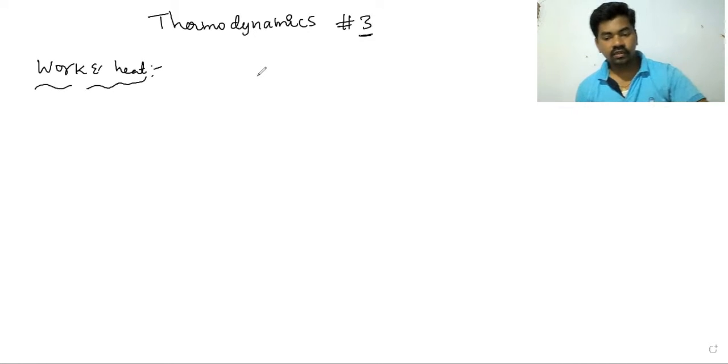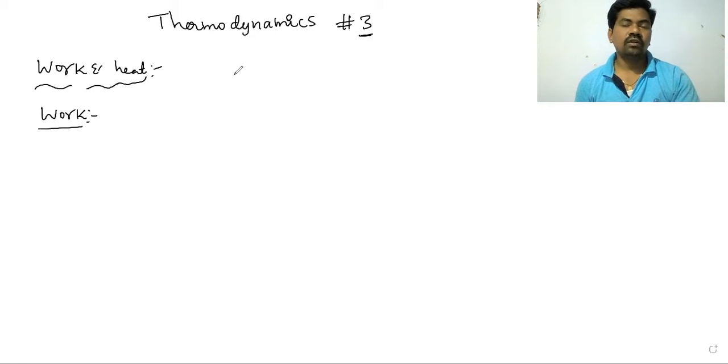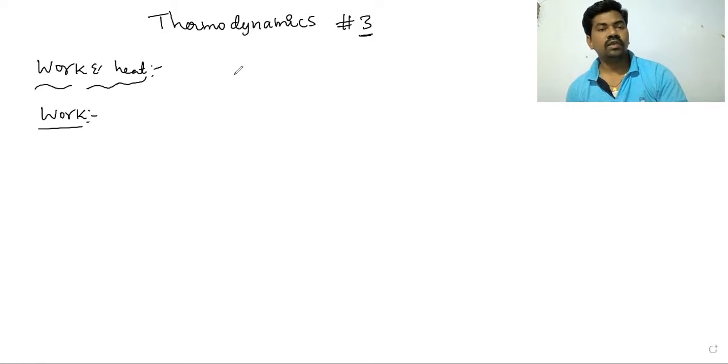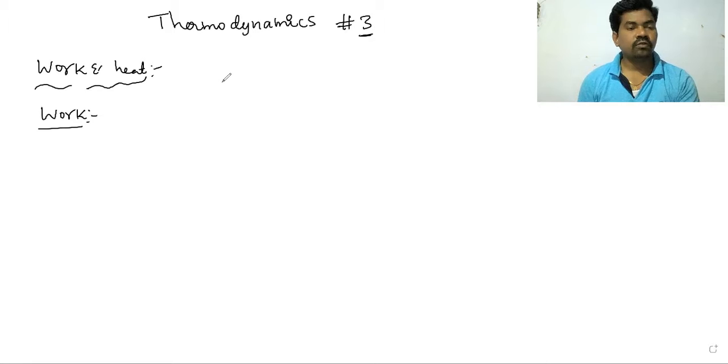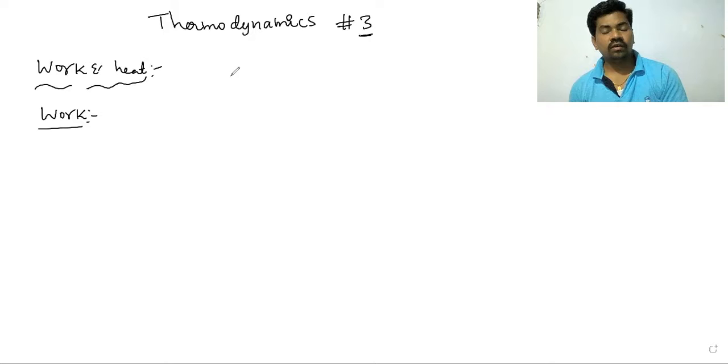So how do we derive the formula for work done? Usually we see questions on work done on the system or work done by the system, and heat absorbed or heat gained by the system. Such questions we will see in the examination. So how do we get this formula for work?